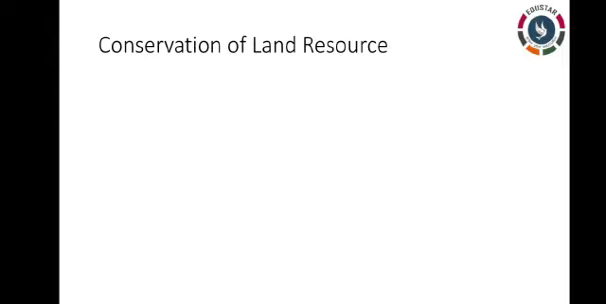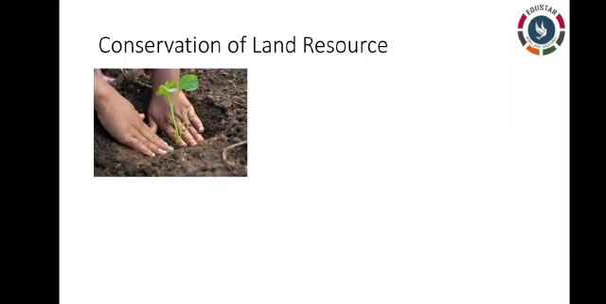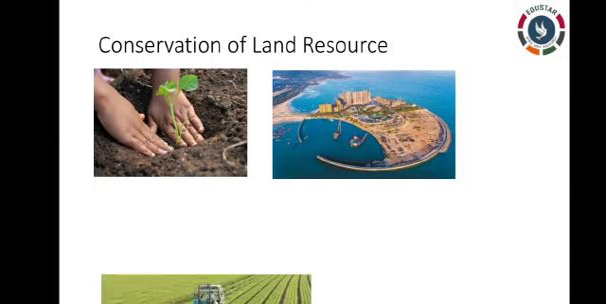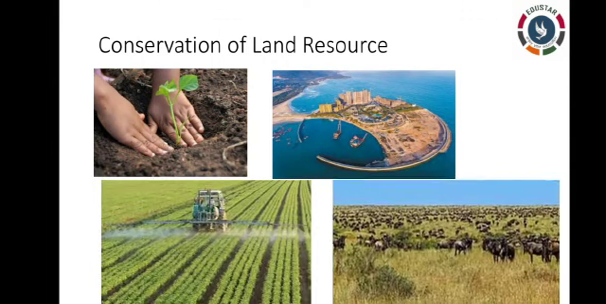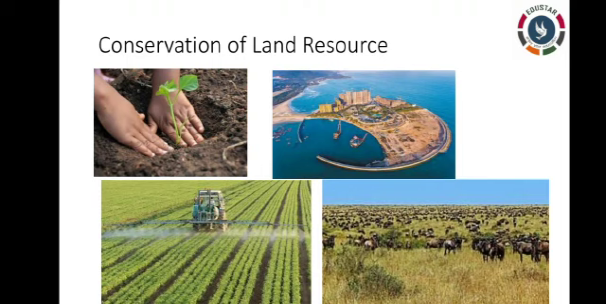Let's see how to conserve all these land resources. First, we have to check the present rate of degradation of land. Afforestation, land reclamation, regulated use of chemical pesticides and fertilizers, and checks on overgrazing are some of the common methods to be used to conserve those land resources.